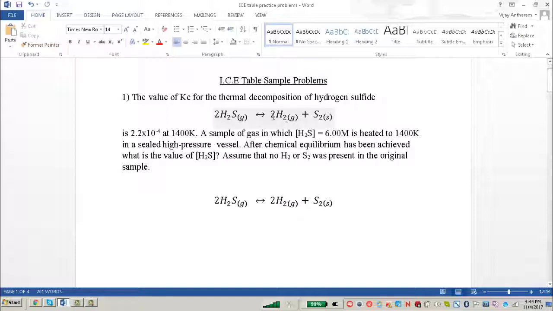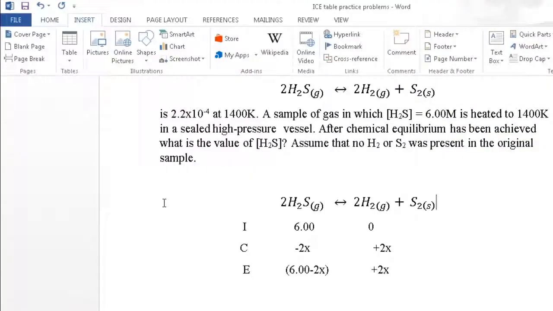Normally, if this was at equilibrium, you'd have some of the H2S, some of the hydrogen gas, and some of the sulfur solid. So no H2 and S2, that's a dead ringer that you're going to have to use the ICE table. After completion of the ICE table, initially you have 6 molar H2S, so that is 6 molar initially, and we're told we have no H2 at the beginning, so that's a 0. We really don't care about the sulfur because that does not go into our equilibrium expression.